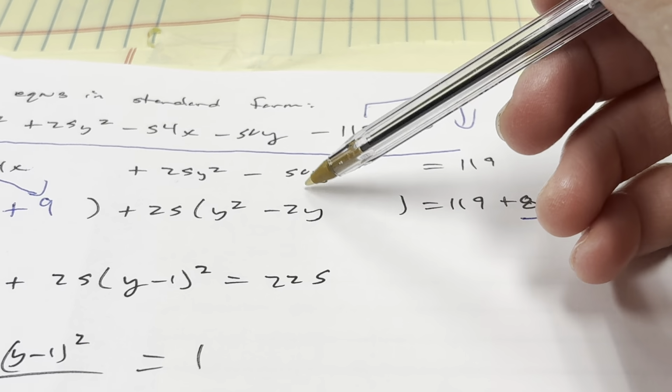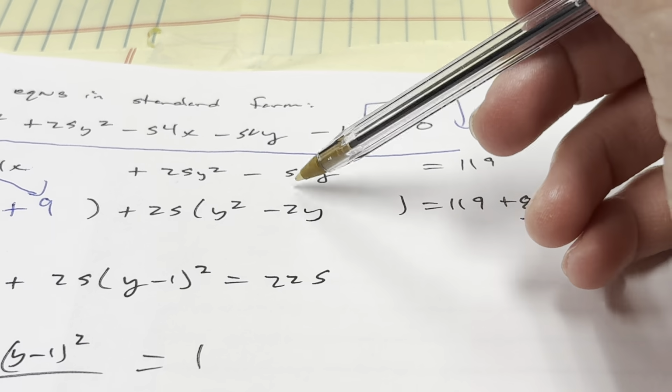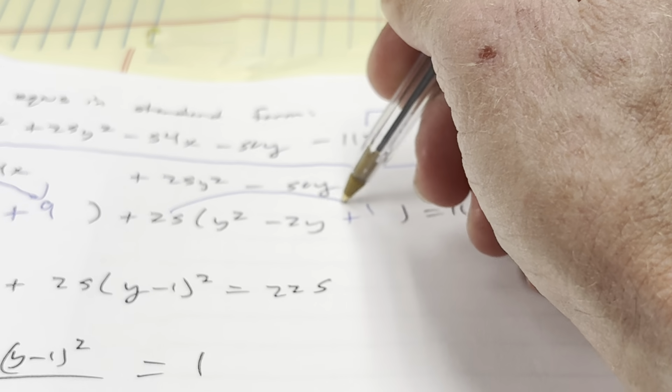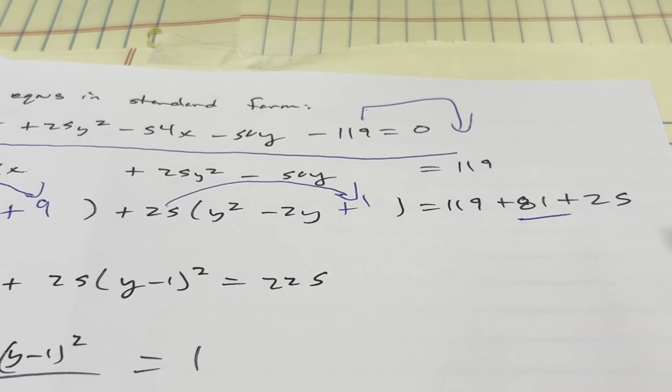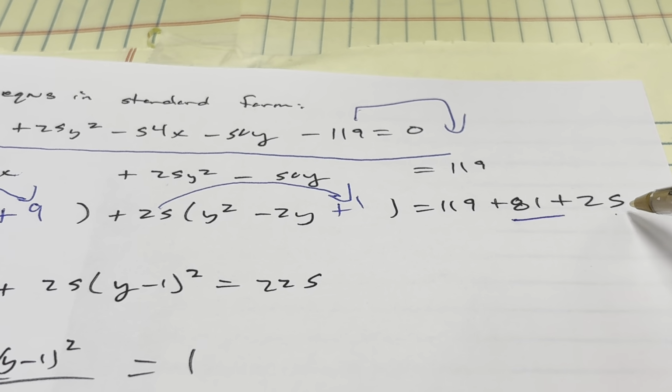Then here I factor out the 25 that they both shared, leaving me with y squared minus 2y. I'm going to take half of negative 2, which is negative 1. I'm going to add 1, and I'm going to get 25. 25 times 1 is 25. Okay, that gives me 225.